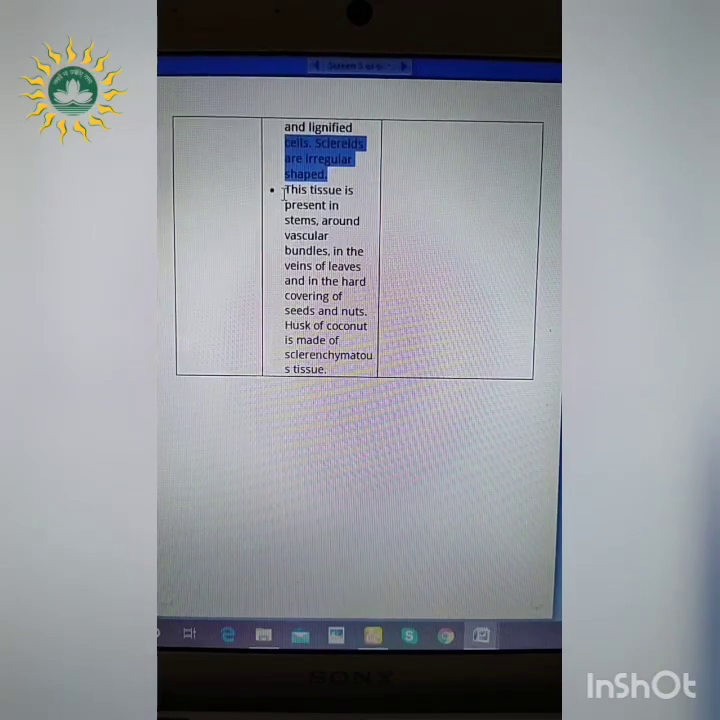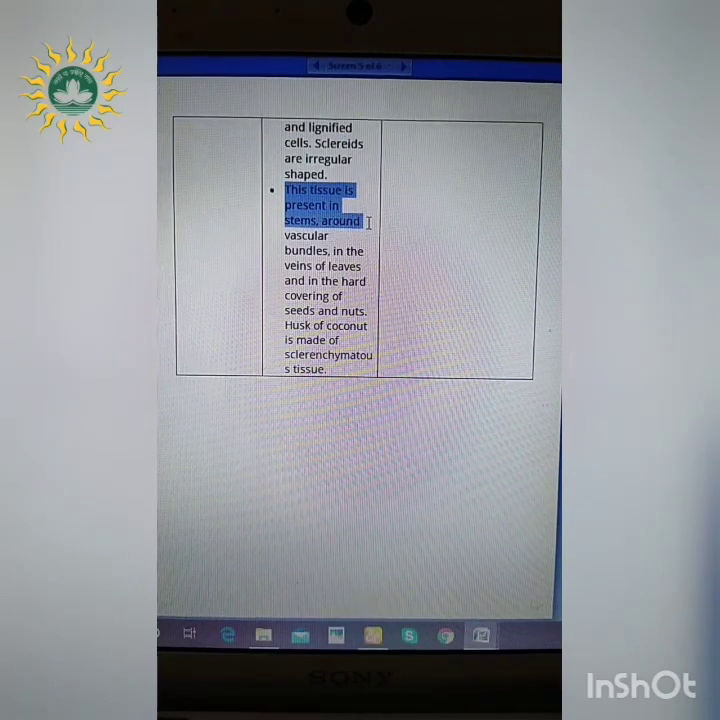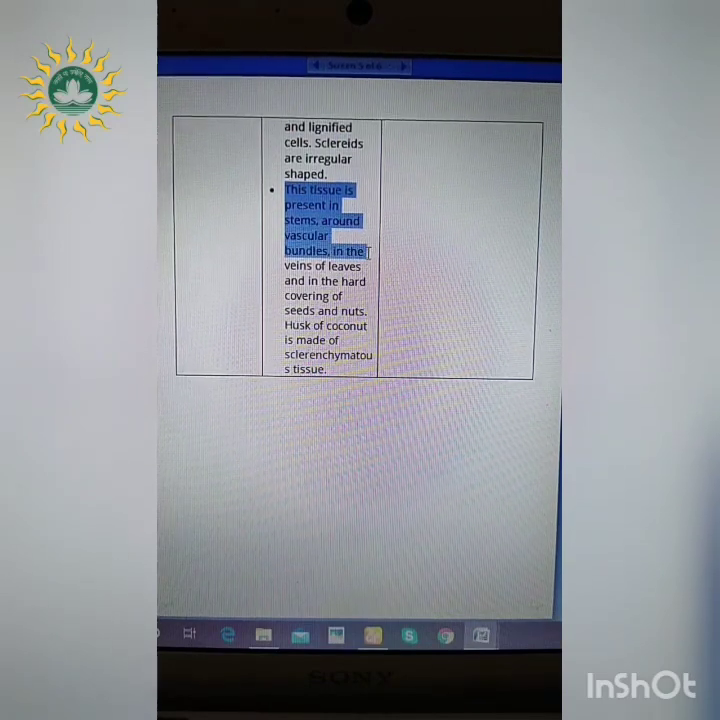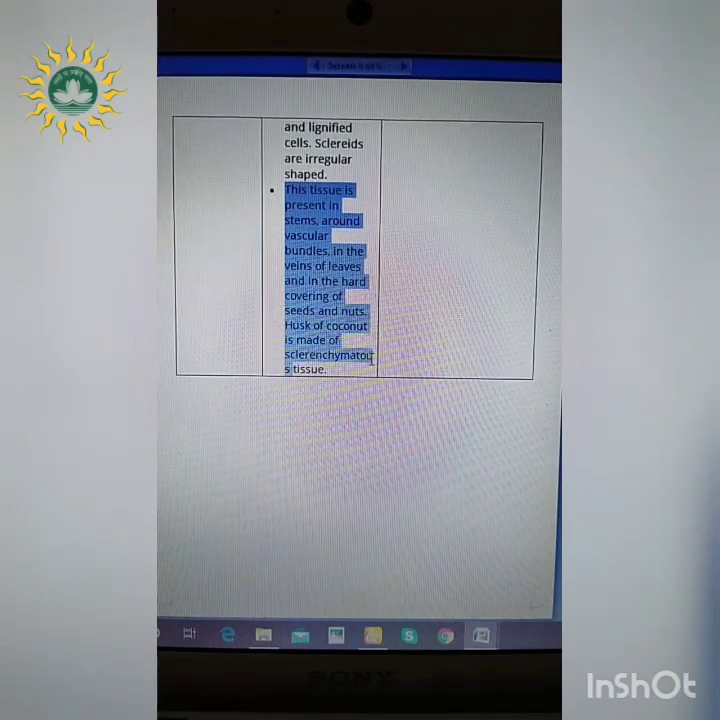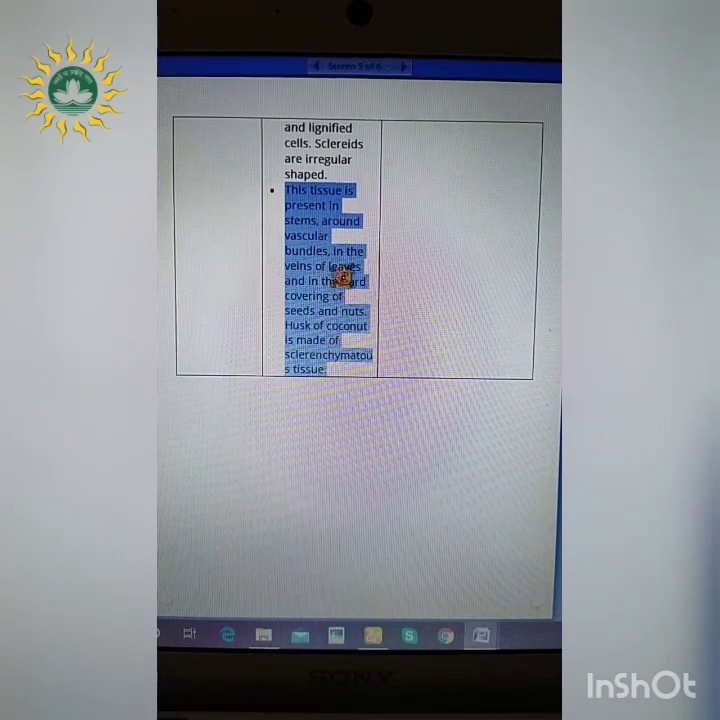The last point: this tissue is present in stems around vascular bundles, in the veins of the leaves, and in the hard covering of seeds and nuts. The husk of the coconut is made up of sclerenchymatous tissue. So this is the location of this sclerenchymatous tissue.